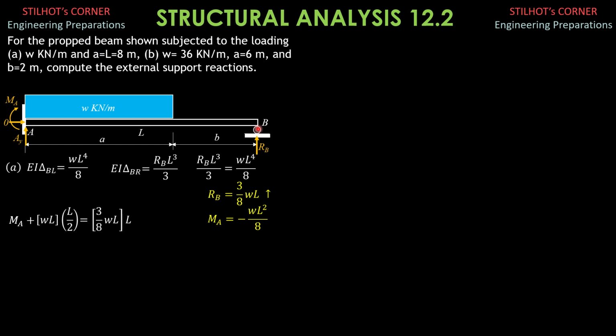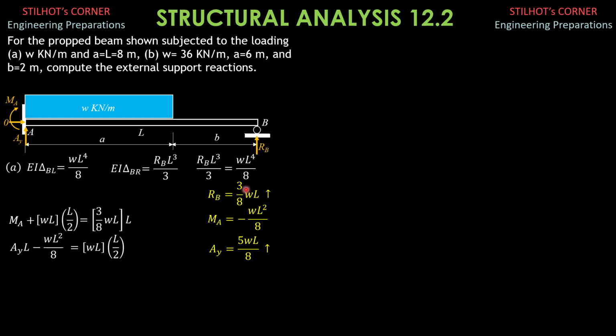So summation of moments about B equals 0: AY times L plus MA, which is negative WL squared over 8, equals the moment of the load, which is WL times L over 2. So AY times L plus negative WL squared over 8 equals WL times L over 2. So 1/2 WL squared plus 1/8 WL squared is 5/8 WL squared, divided by L. So AY is 5/8 WL, and it is upward as expected.